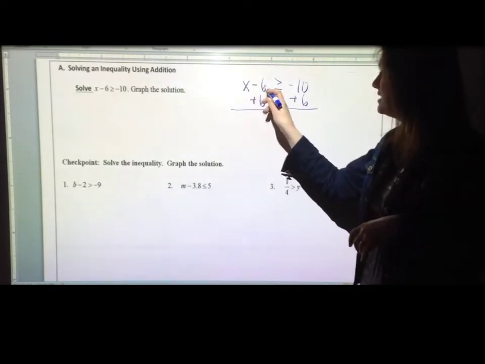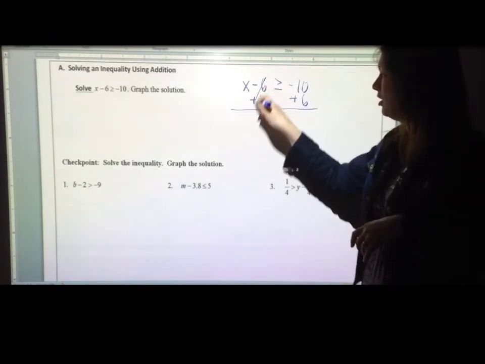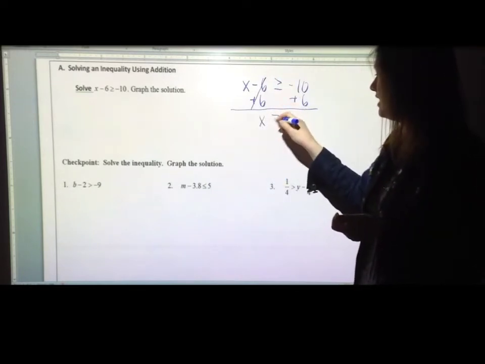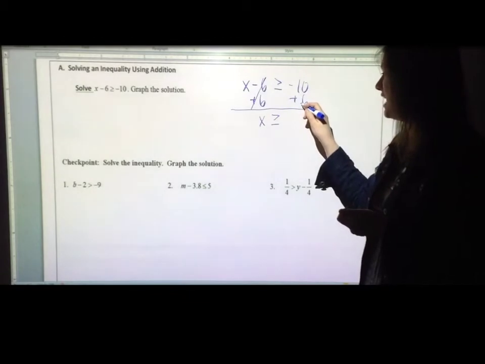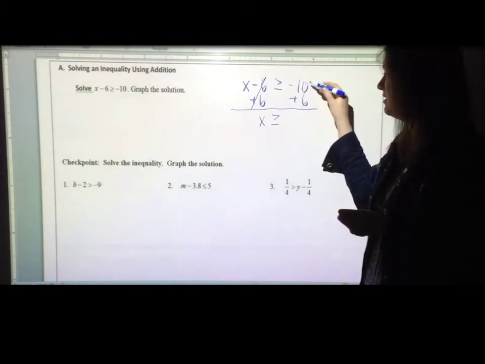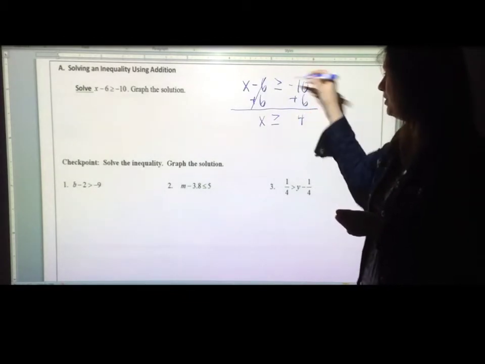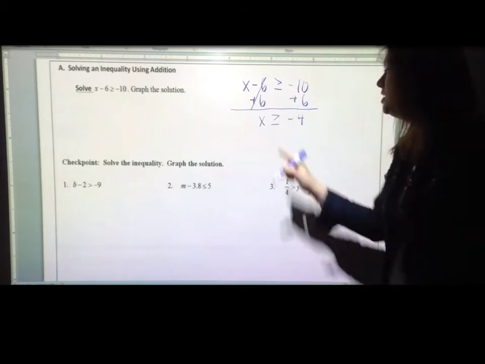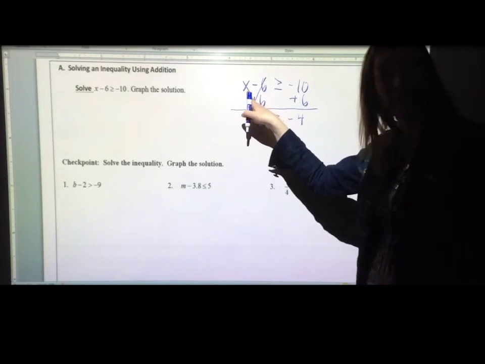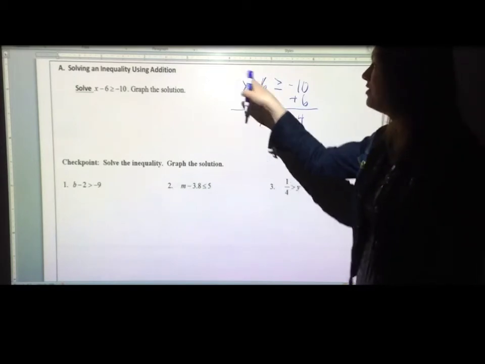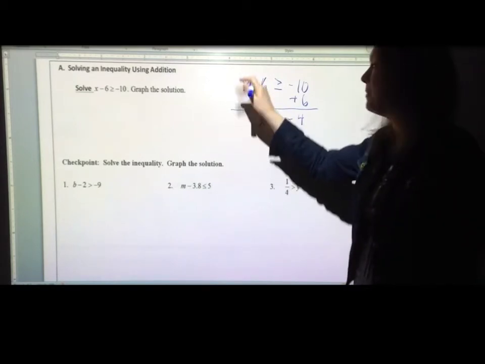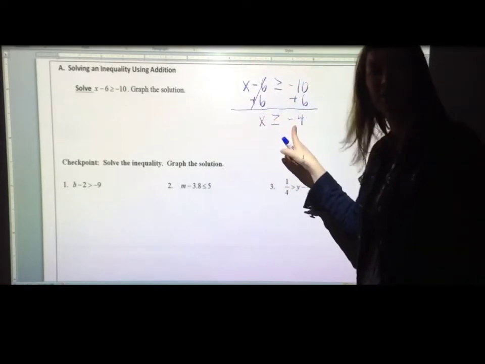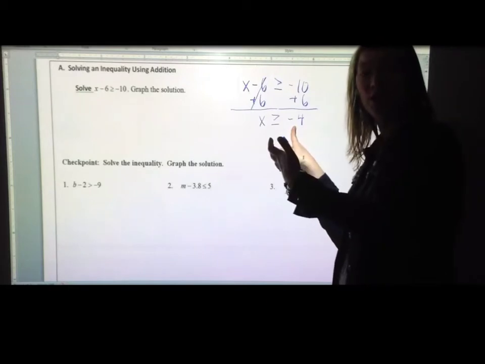So then x minus 6 plus 6 causes those to be a plus 0, so it leaves me a single x, is greater than or equal to, and negative 10 plus 6, different signs, find the difference, and keep the larger number sign. So we get x is greater than or equal to negative 4. So to make this original inequality true, all the solutions for x to make the left greater than or equal to the right must be greater than or equal to negative 4. And then the original inequality will be true.